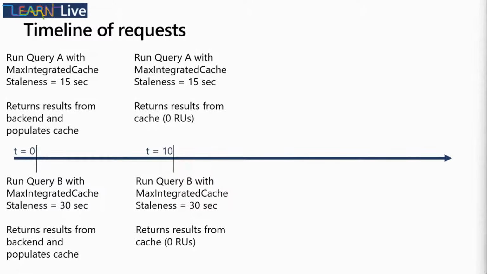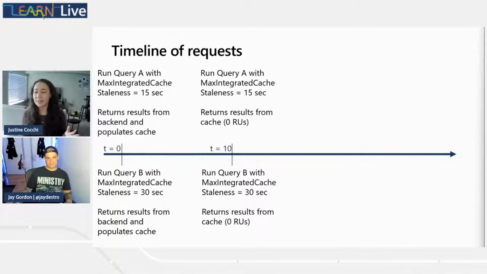So now at t equals 10, so let's say 10 seconds have elapsed, I'm going to run query A again. My max integrated cache staleness is still 15 seconds. In this case, I'm going to return my results from the cache. We're within that 15-second cache staleness window, so 0 RUs. Yay, we just saved ourselves a bunch of money. That's great. At the exact same time, I ran query B, and query B, again, has that max integrated cache staleness at 30 seconds. This is also served from the cache, so it also cost us 0 RUs.